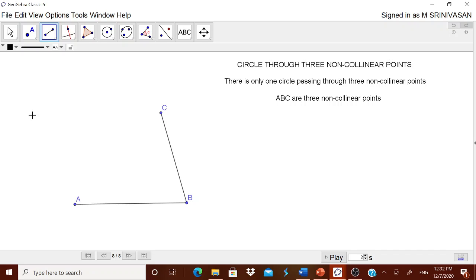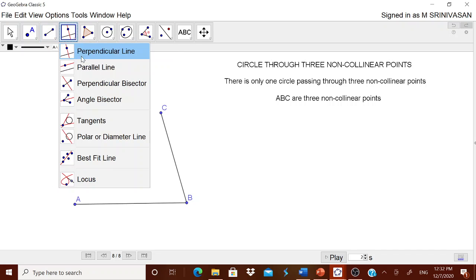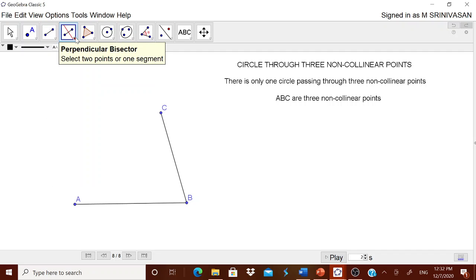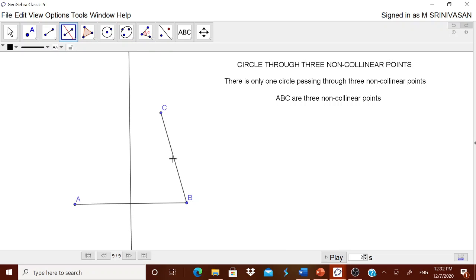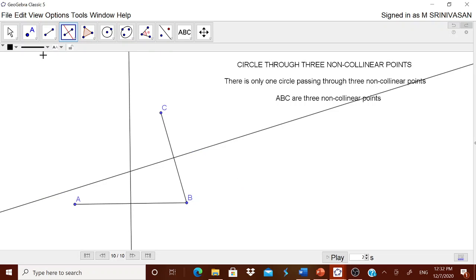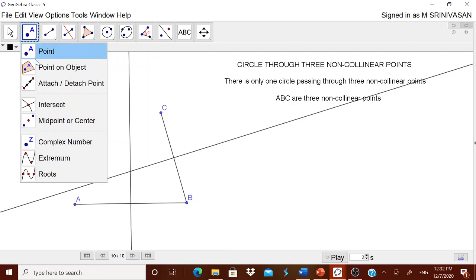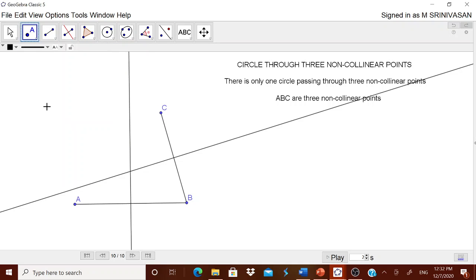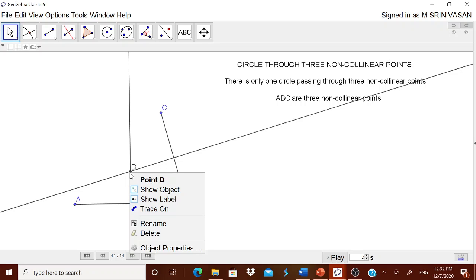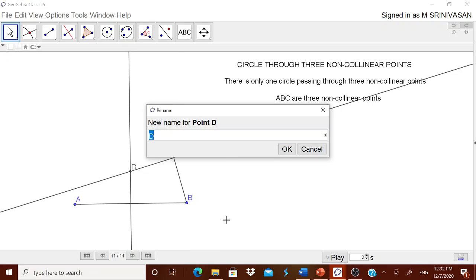Whenever you are doing it by hand, we will normally be drawing the arc at the top, arc at the bottom, and then doing it. But GeoGebra gives you the perpendicular bisector directly. What it tells: select two points or one segment. I will select this segment AB. I will select segment BC. Fantastic. Now I will go for the point of intersection of these two perpendicular bisectors. Good. It meets at D. Now if you want to have it as O, you can rename it. It's not required. It's left to you.